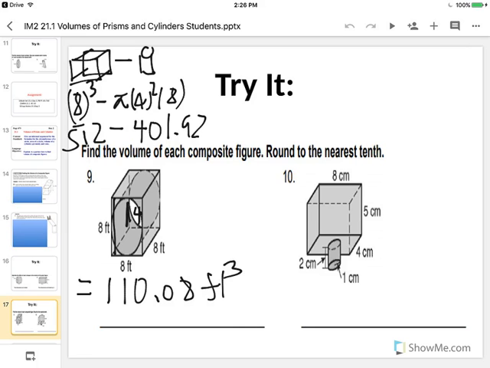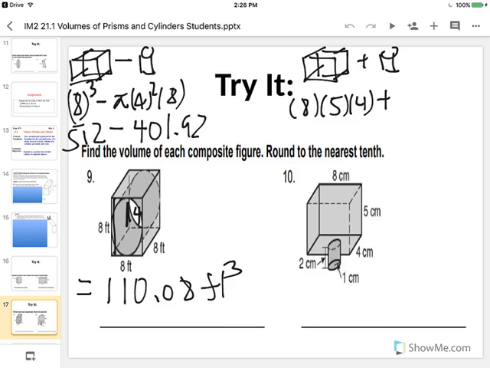And then for number 10, we're adding a cylinder to the bottom of our cube. That means you have to find the volume of the cube plus the volume of the cylinder. So we have 8 times 5 times 4 plus pi times 1 squared times 2.